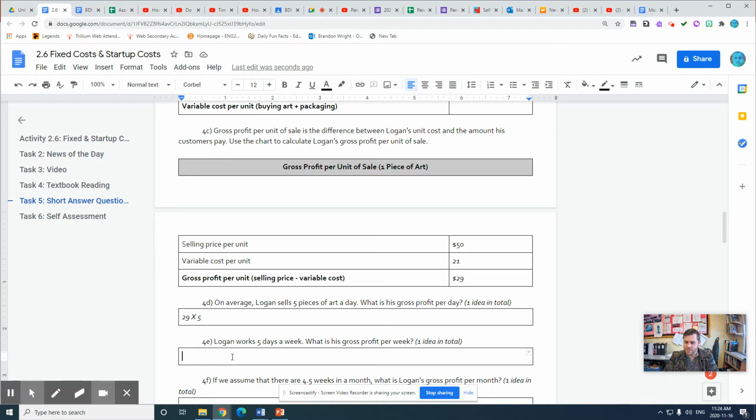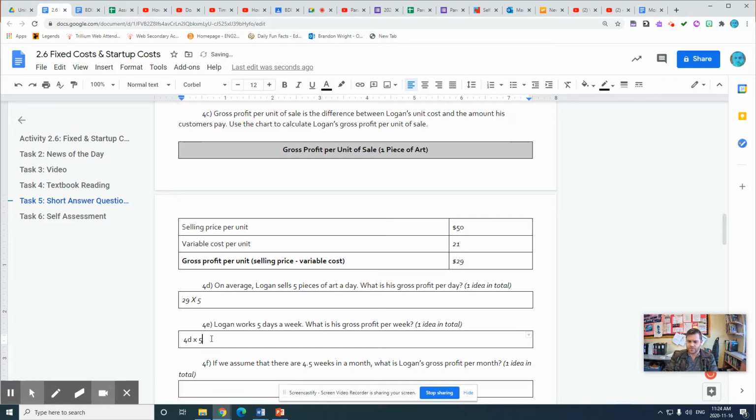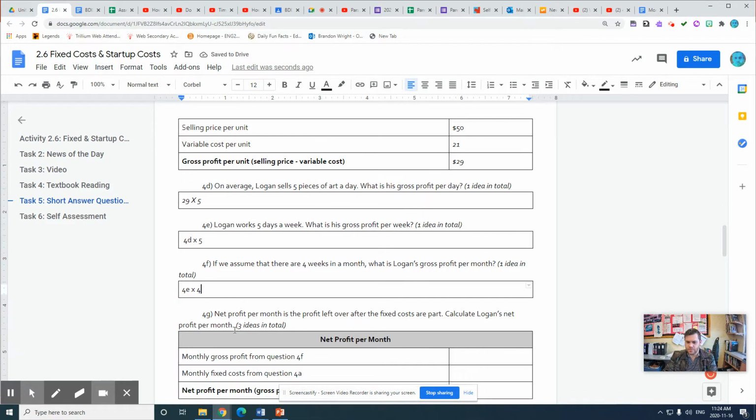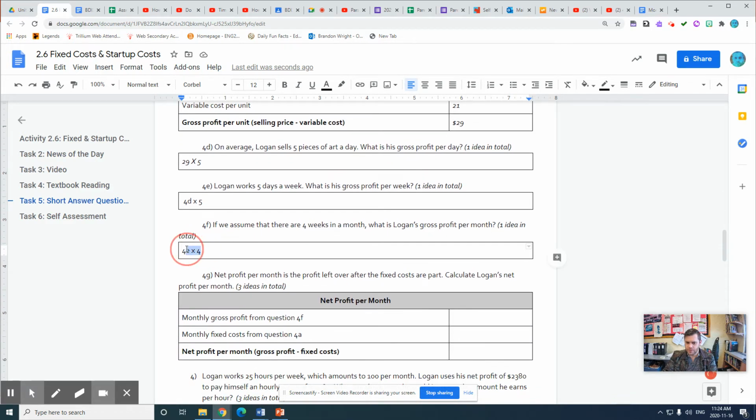Now, Logan works 5 days a week. What is his gross profit per week? So you take this amount, the answer from 4D, and multiply that by 5. Now, if we assume that there are 4 weeks in a month, what is Logan's gross profit per month? So we take 4E and we multiply that by 4 weeks in a month. And we need to know this number.